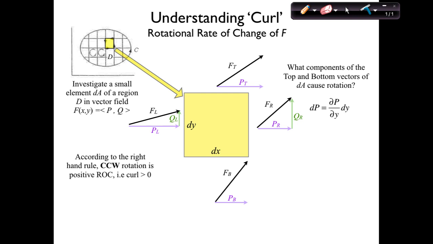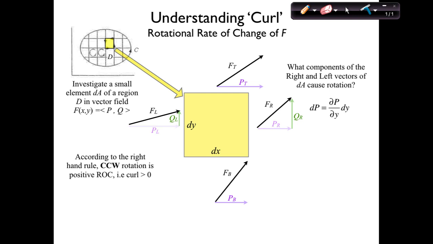Okay. What about the left and right components? So what about the left and right vectors? Do we care about the p's or the q's in terms of rotation? Now we care about the q's. The p's are just going to pull and push on this thing. It's not going to make it rotate. But the q's will make this thing turn. Do you see that? Okay, so all we care about for that is the q's.